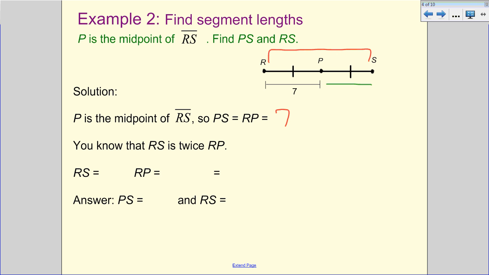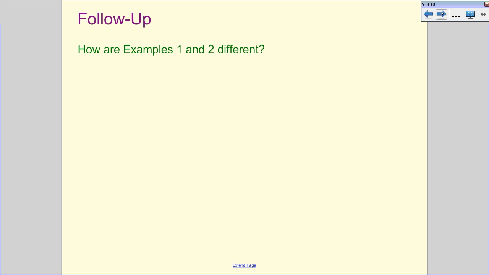So RS is equal to 2 times RP, which is equal to 2 times 7. We're just doing some substitution here. So that is 14. So the small segment, the PS, the green, is another 7. They're equal to each other. And then RS is double that, so that equals 14. So, follow-up. How are examples 1 and 2 different? I want you guys to look back at those, look at the math we did, and this will be a check-in class problem. So you need to write something down, and that'll probably be our warm-up tomorrow.